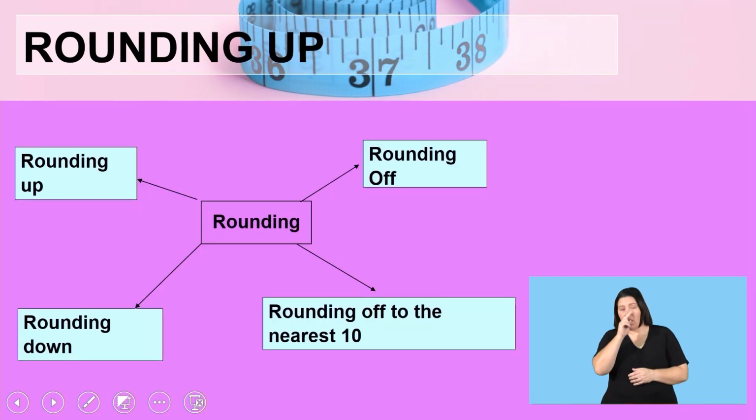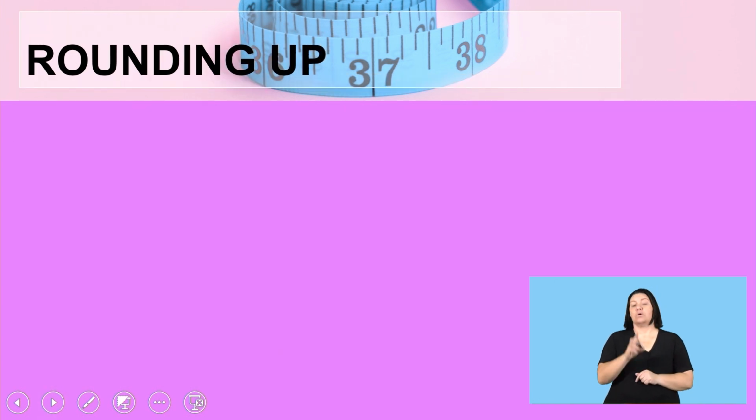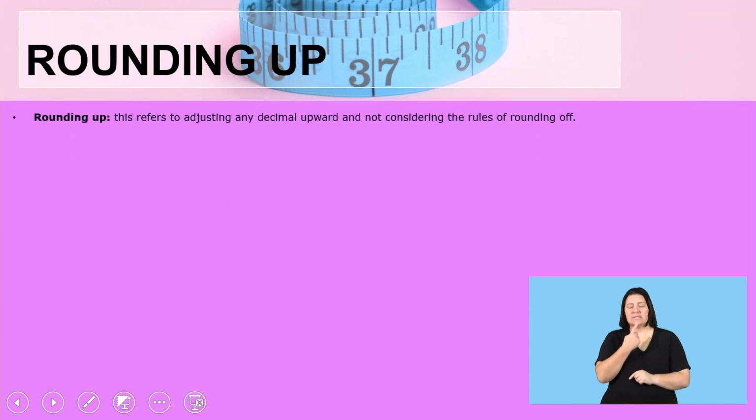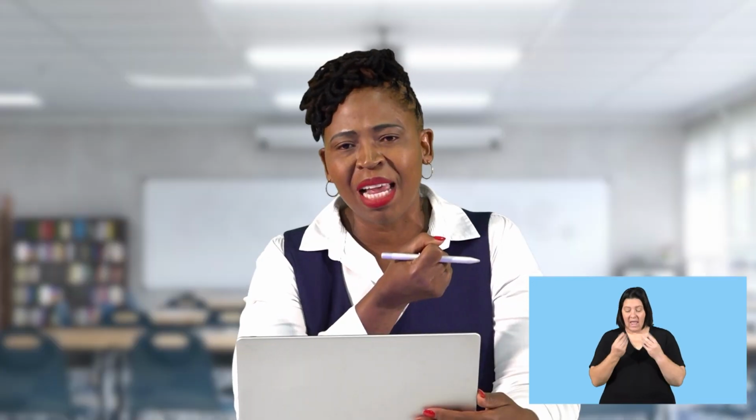Now let us have a look at rounding up, which is the last concept that we are covering. What is rounding up? When we talk about rounding up, we are talking about the process of adjusting a decimal upwards. Once you have a decimal, it doesn't matter how big the decimal is, that decimal is adjusted upward, and it will add 1 unit to the unit that you have in your answer.